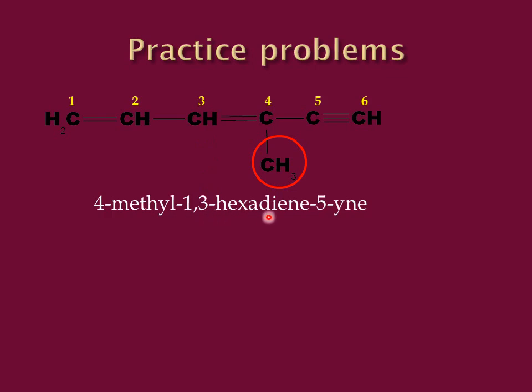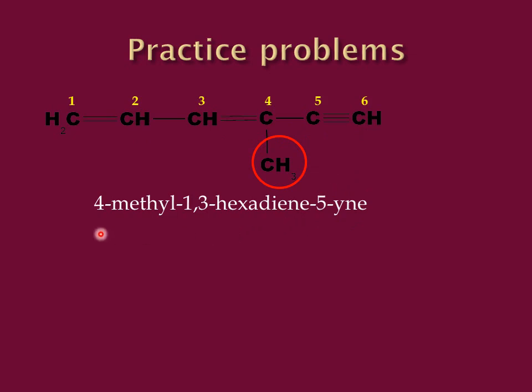Diene, because of the presence of 2 double bonds, I am using the prefix di, ene for double bonds. 5 is the position of the triple bond. Ine stands for the triple bond which is present in this chain. So the name of this compound is 4-methyl 1,3-hexadiene 5-ine.